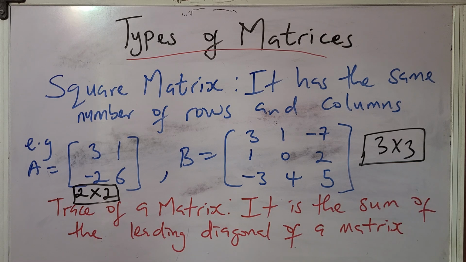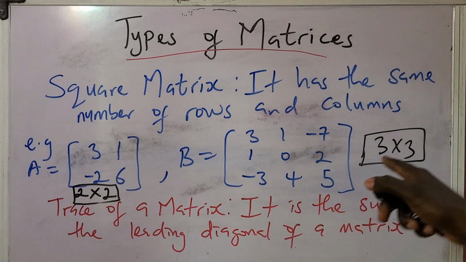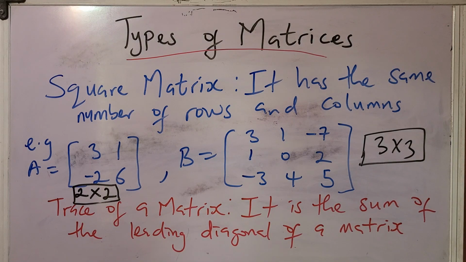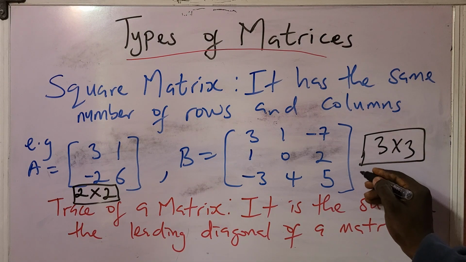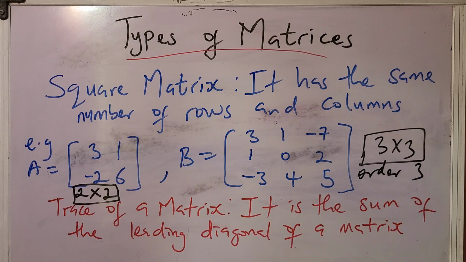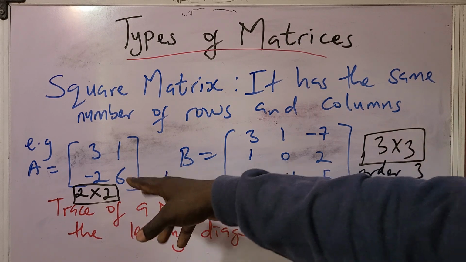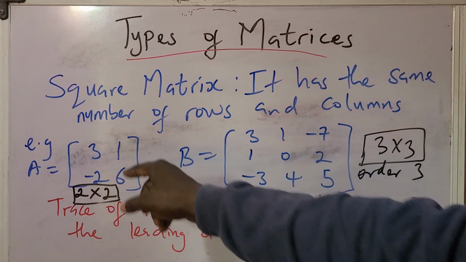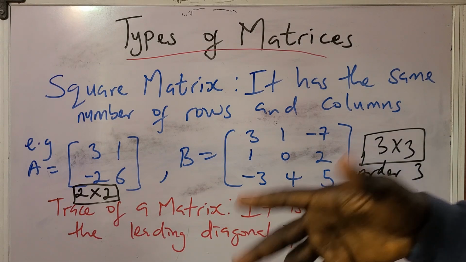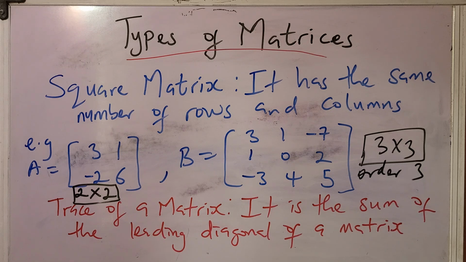Now let me quickly share this. Sometimes, rather than writing a 3 by 3, you will just see someone expressing this as a matrix of order 3. So when you hear that the matrix has order 3, that's telling you that the matrix is a 3 by 3 matrix. On the other hand, you can call this a matrix of order 2. That means it's a matrix that has a 2 by 2 order. A matrix of order 2 means it's 2 by 2. A matrix of order 4 means it's a 4 by 4 matrix.